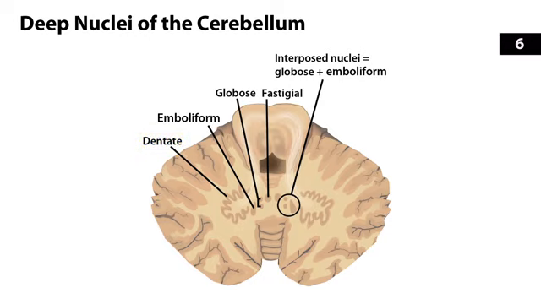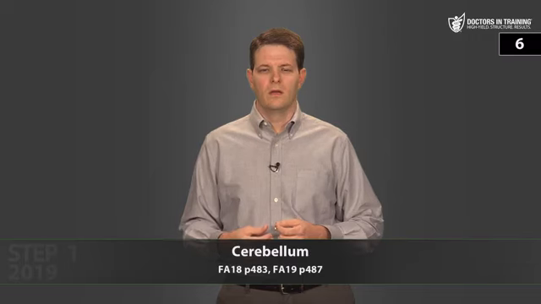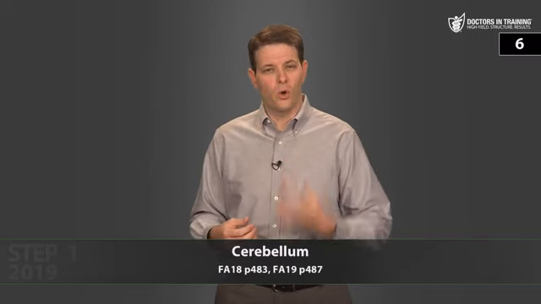And then sometimes we group the emboliform and globose nuclei together and call them the interposed nuclei because they are interposed or placed between the fastigial and dentate nuclei, which are on the ends. So information flows into the cerebellar cortex, then it goes to the deep nuclei and then out to the thalamus. And where in the thalamus is this information going? To the ventral lateral nucleus, or the VL. We said the VL relays information from the dentate nucleus to the motor cortex.